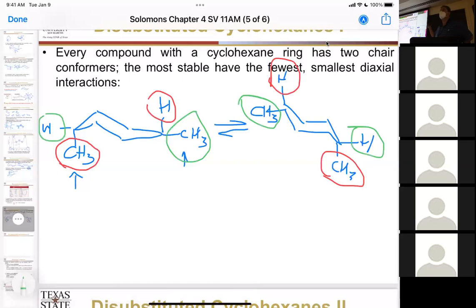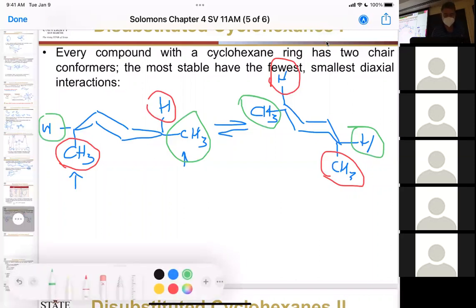So is there an energy difference between these? No. In one case, one has a methyl group in the axial and one in the equatorial. In the other case, it has one in the axial and one in the equatorial. So these should be the same in energy, right? So let's move the methyl group. Let's make it somewhere where we might see a change.